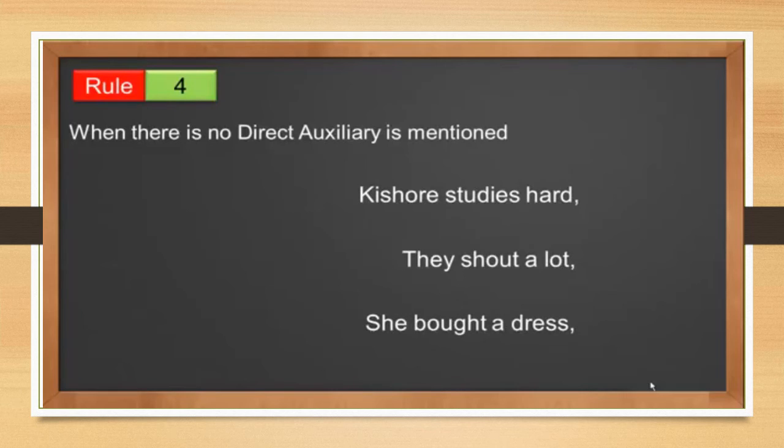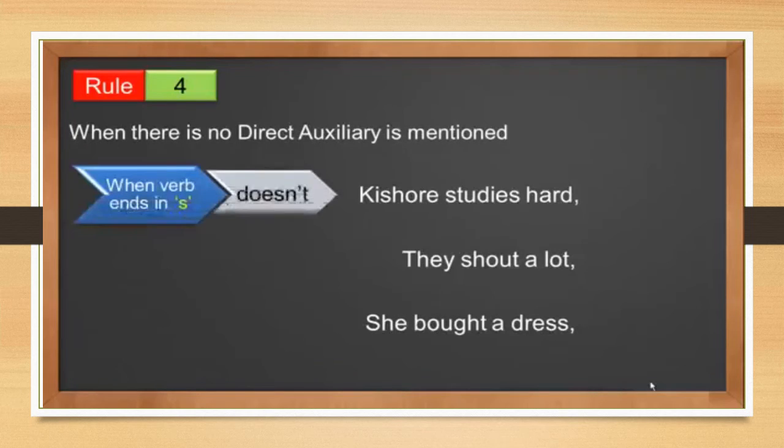She bought a dress. Boughten't she? No. There are no direct auxiliaries over here. So rule number 4 will come to your rescue. And what is that? When the verb ends in S, use doesn't. For example, Kishore studies hard. The verb over here is studies. We have an S at the end of the verb. So we can say doesn't he?